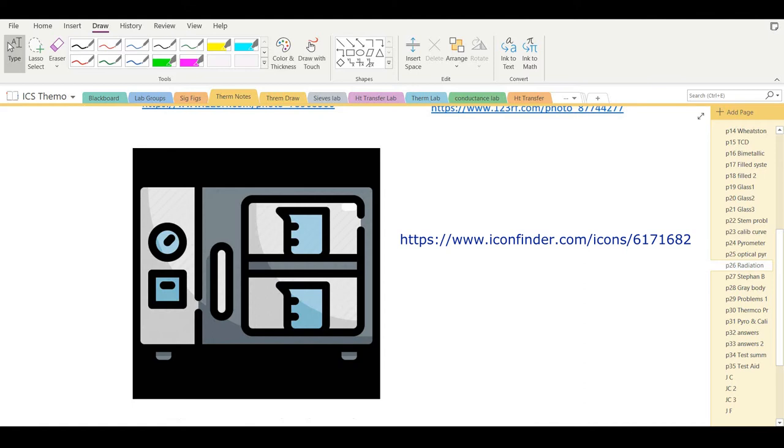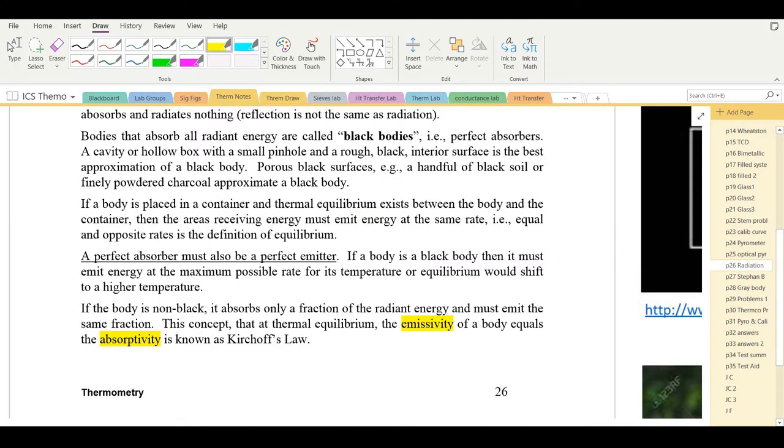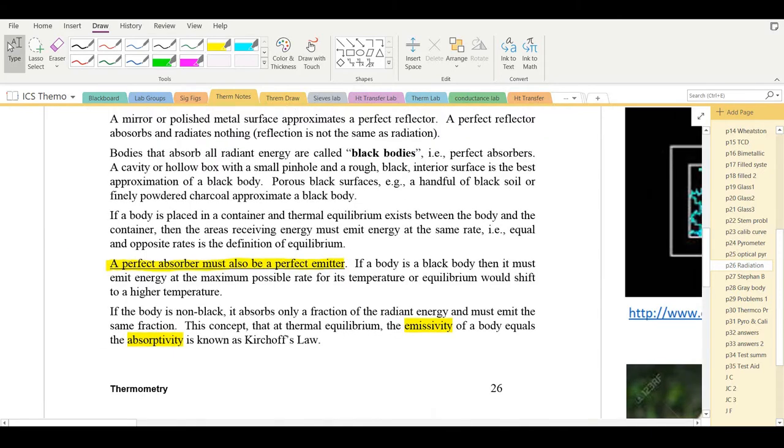Now that must mean that the beaker is emitting radiation at the same rate as it is absorbing it, otherwise the temperature of the beaker would continue to rise and rise until the beaker melted. So all objects that absorb radiation must also emit radiation at the same rate, or thermal equilibrium would not be attained. And a perfect absorber, therefore, must also be a perfect emitter. If a body is a black body, then it must emit energy at the maximum possible rate for its temperature, or equilibrium would shift to a higher temperature.